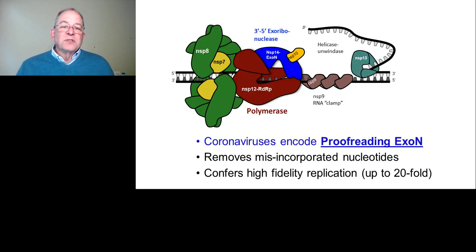The reason is that coronaviruses are the only RNA viruses with an encoded proofreading exonuclease. This was a discovery in my laboratory by Lance Eckerle back in 2007, and we've studied these enzymes in detail. So these coronaviruses, compared to other RNA viruses, can do proofreading and error checking during virus replication. They can remove misincorporated nucleotides, and they can confer very high replication fidelity, probably 20 times higher than other RNA viruses.